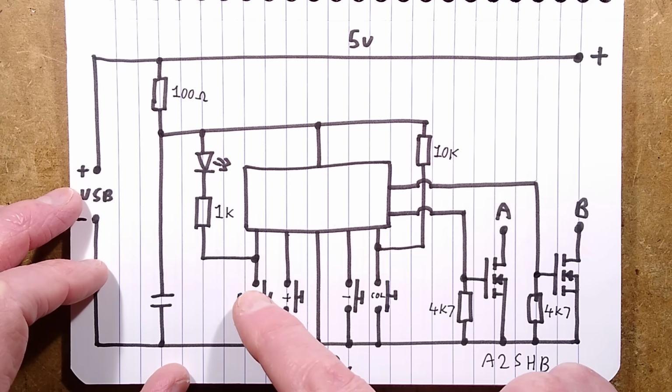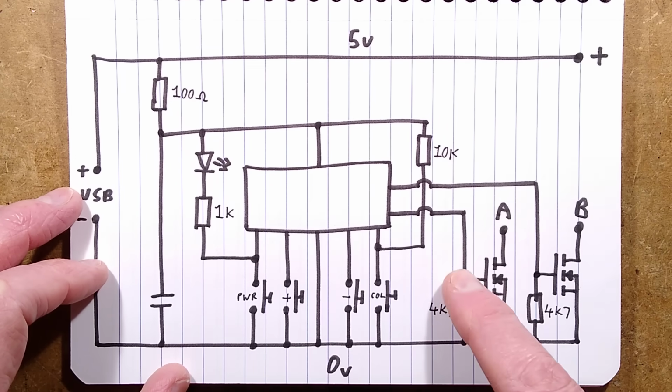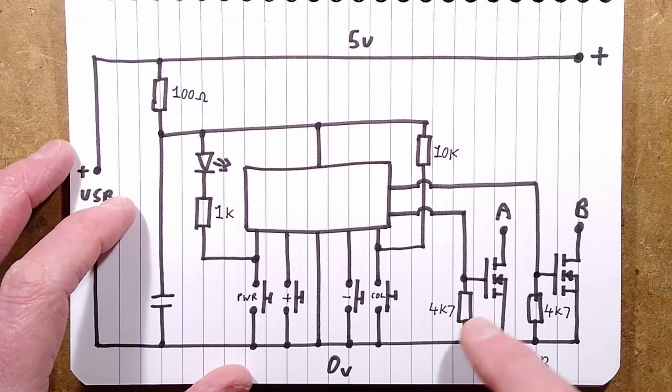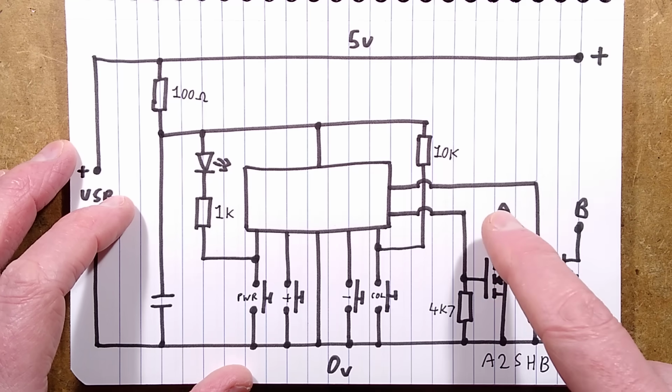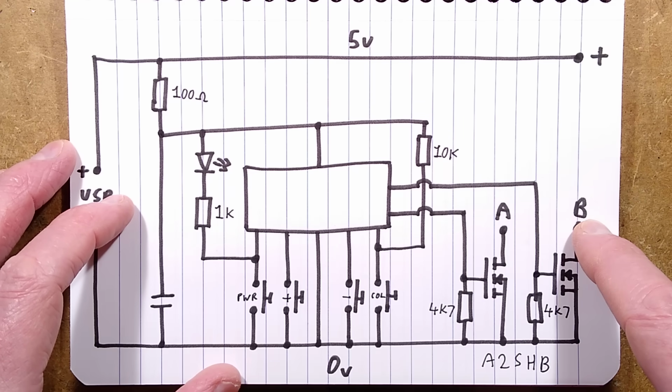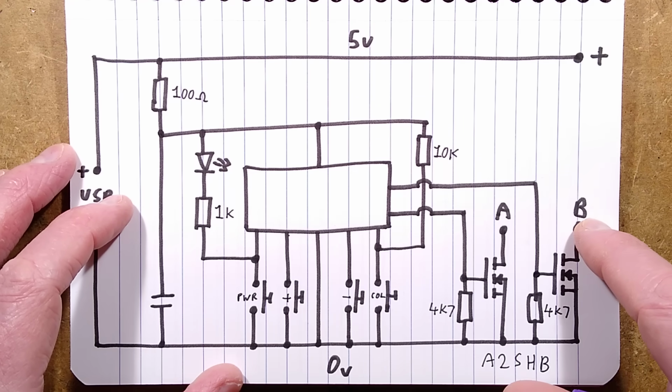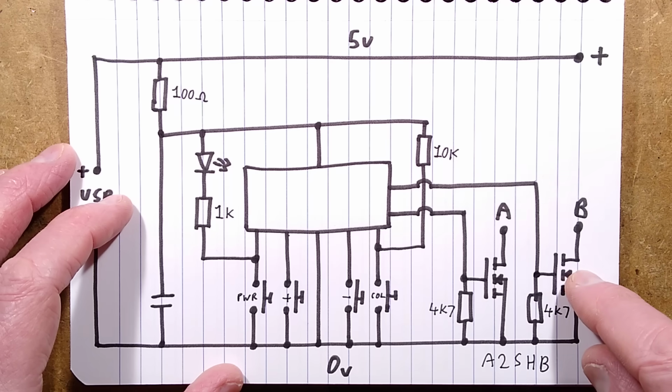The two output pins to the MOSFETs have that pull down resistor for stability, and then are just driven directly from the output from the microcontroller, and they drive the A and the B channels of the LEDs, the cold white and the warm white, pulling them down to the 0-volt rail.